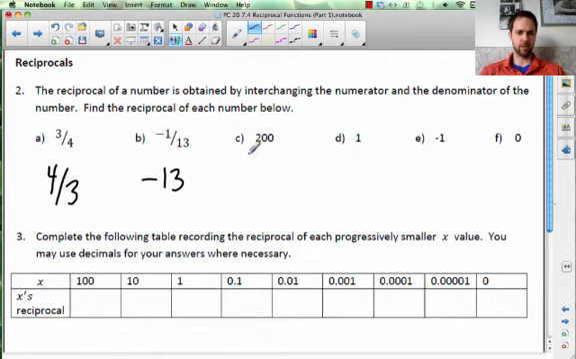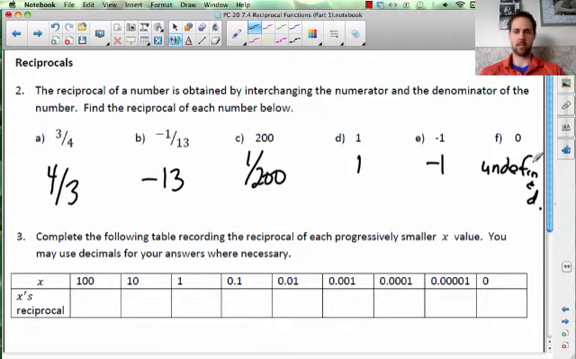So the reciprocal of 200 is 1/200th. The reciprocal of 1 is 1. The reciprocal of -1 is -1. And the reciprocal of 0, well, your calculator will say error. This is undefined.